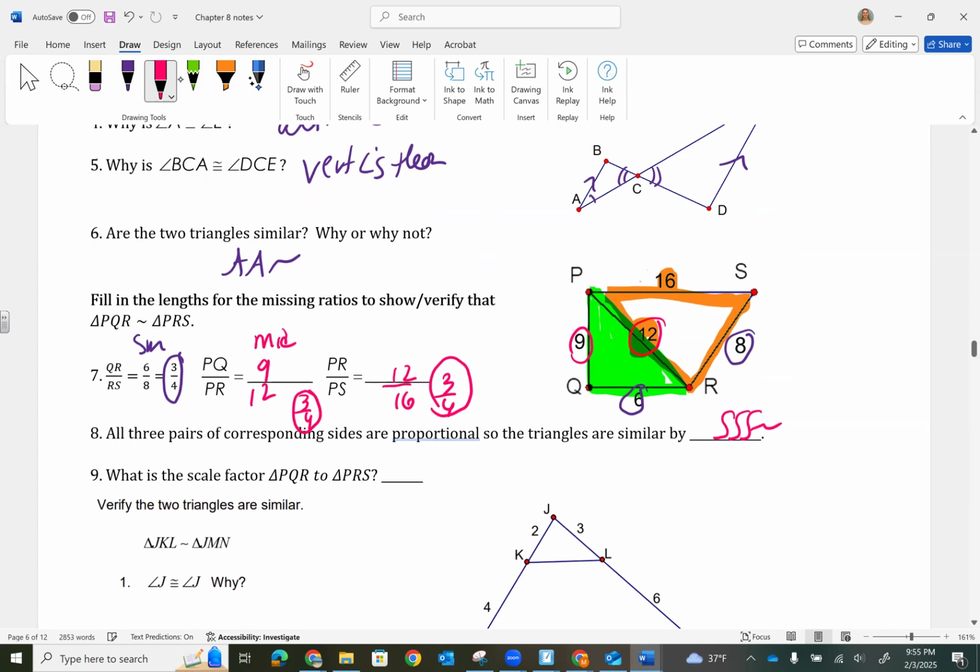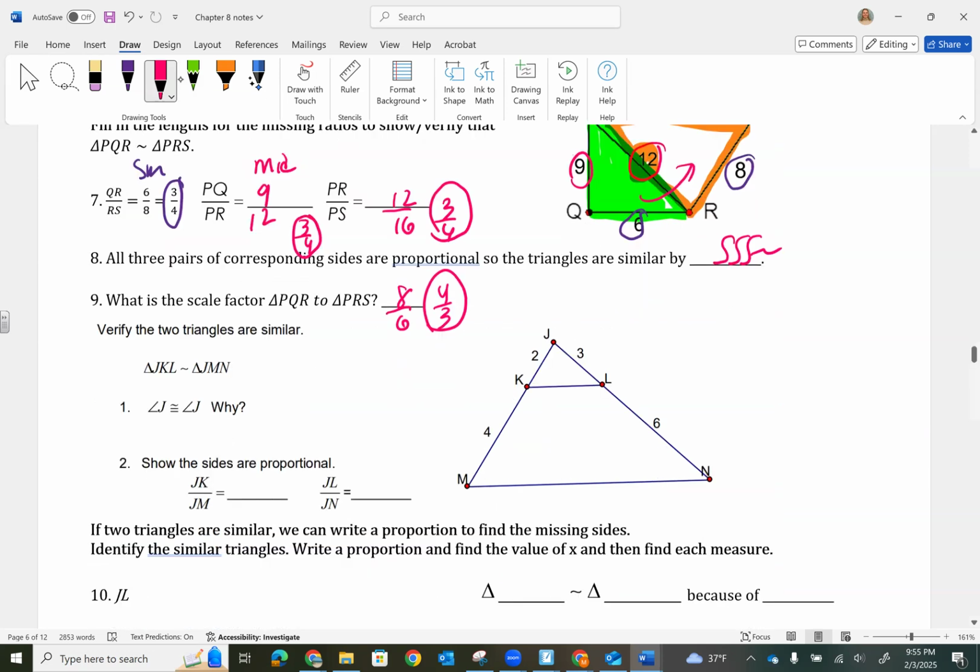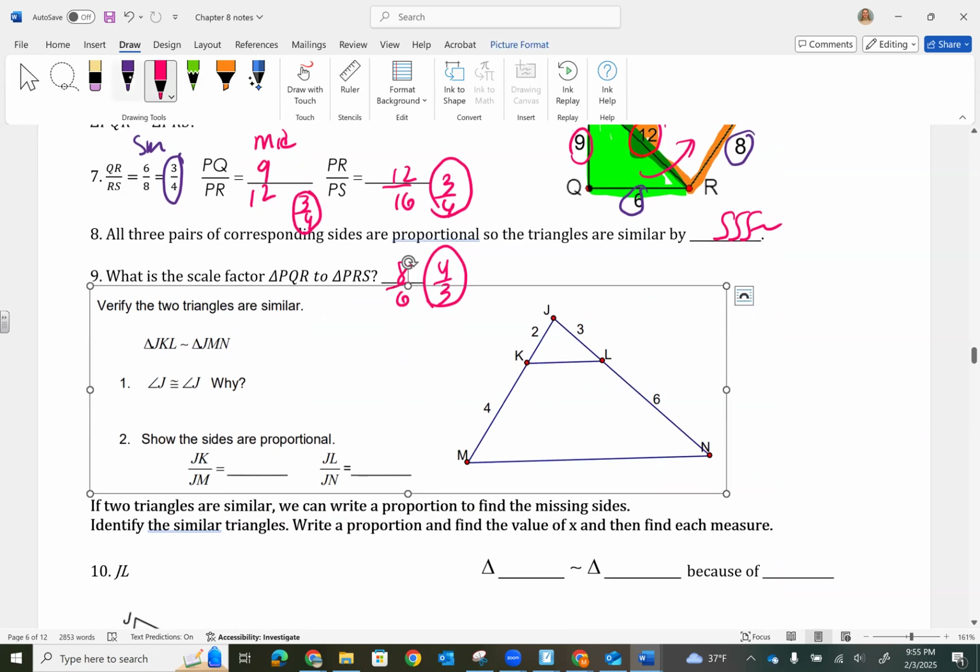And what is a scale factor? If you go from PQR to that, you would have to do a ratio of the corresponding sides. So you could do, say, 8/6, which would be 4/3. Okay, so to get from the smaller to the big, you times all the sides by 4/3, which would make it bigger. The next one, we are talking about verify that those two triangles are similar.